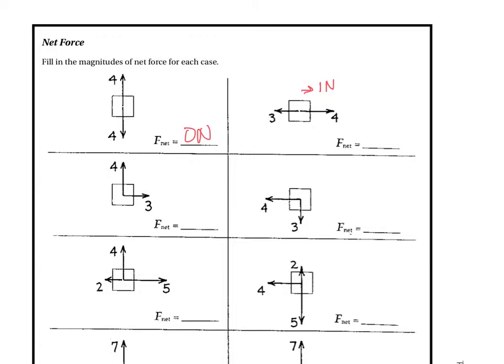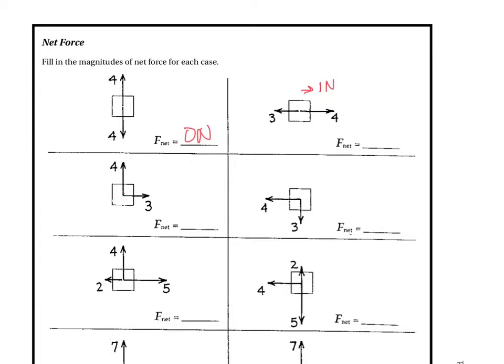Now, here's where it gets a little bit trickier. We have 3 to the right and 4 straight up. Well, if two people were to push on this block with these forces, one person pushing to the right, one person pushing up, hopefully you guys would realize that the block would probably travel off in that direction somewhere. It doesn't really matter where right now. But we want to figure out exactly how could we take these two forces and turn it into one that would generate the exact same type of motion.